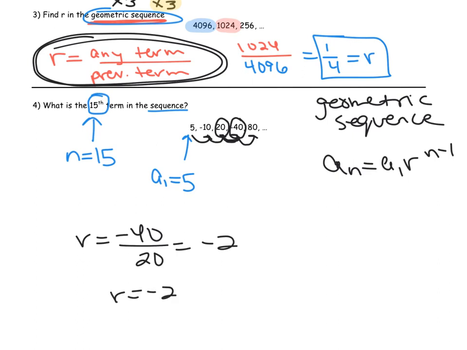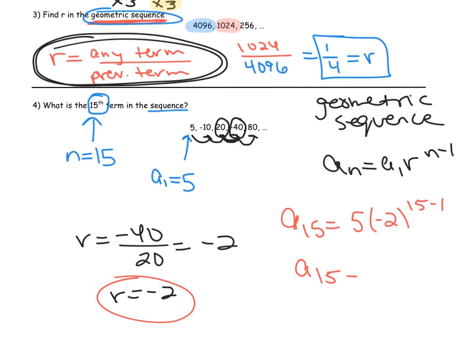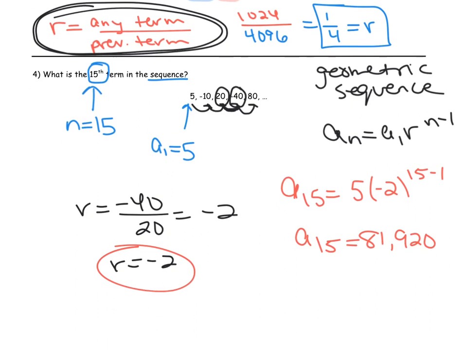So now I'm just going to plug in everything I know. I'll have a sub 15 equals a sub 1, which is 5, times that common ratio of -2 to the 15 minus 1. And guys, I'm putting that straight into the calculator. Please don't do it by hand. And I get a sub 15 ends up being 81,920.